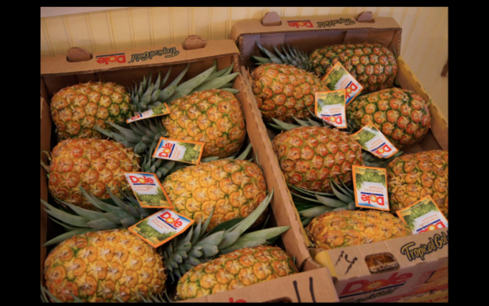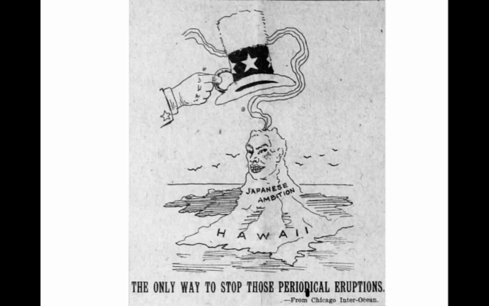Dole, the company, survives, and these men become the economic leaders of Hawaii. There's also political motives going on here. The political motives come from the fact that there were people within the United States who were really worried that if the United States did not take over Hawaii, perhaps another country would do so.